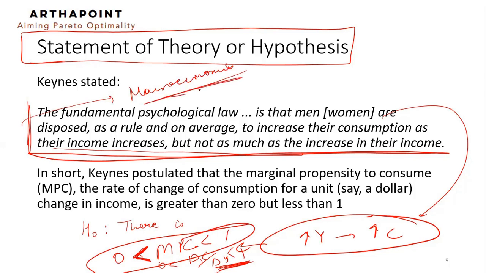So in simple terms, this becomes my statement of hypothesis, that there is a relationship between income and consumption, and a positive relationship. As income is increasing, consumption is also increasing. And my null would be that there is no relationship at all.